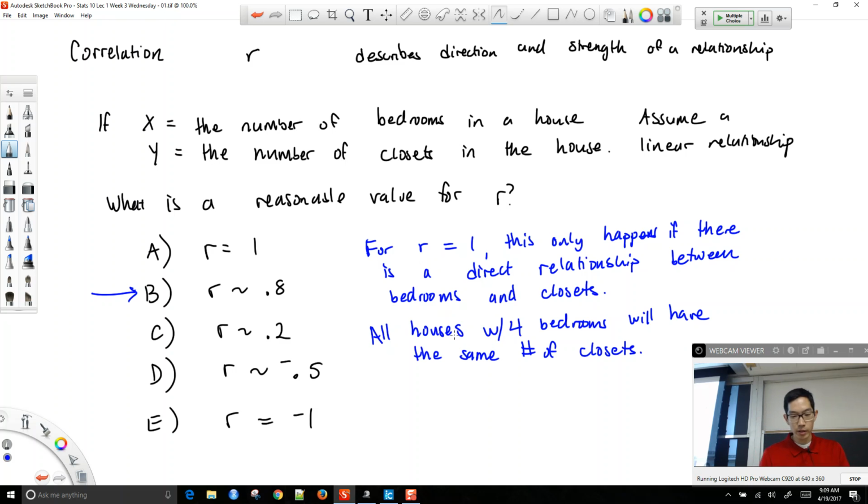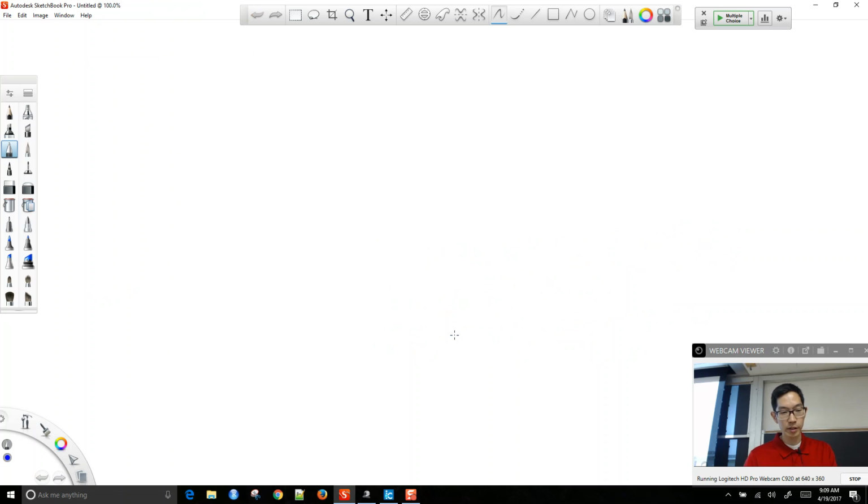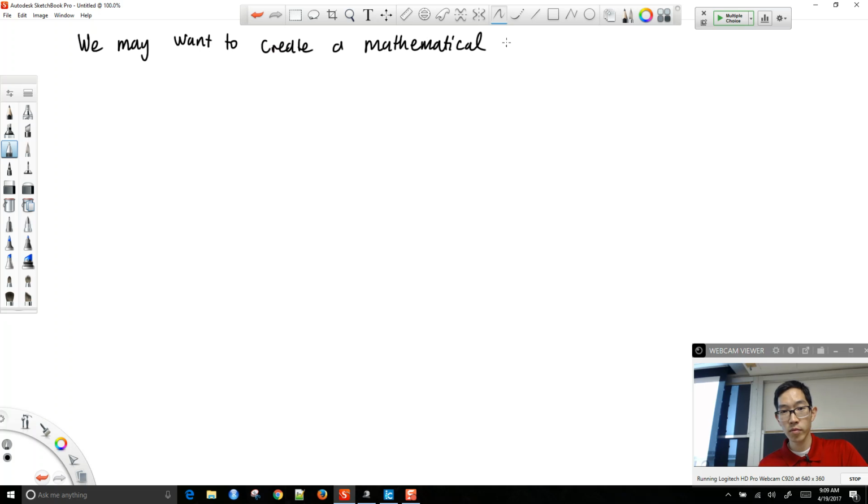Okay, let's talk about modeling the relationship between X and Y. Correlation is able to describe the strength and direction of a relationship, but sometimes we want to go beyond that and we want to model a relationship. We may want to create a mathematical model for the relationship between X and Y.